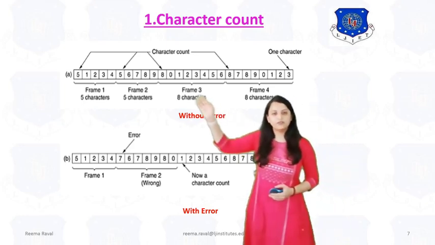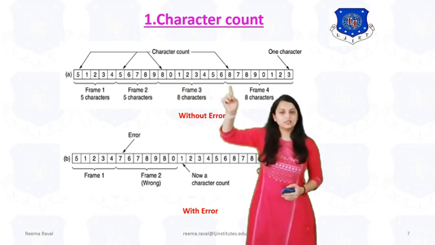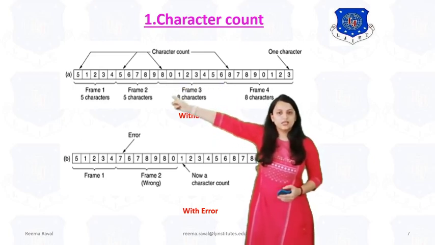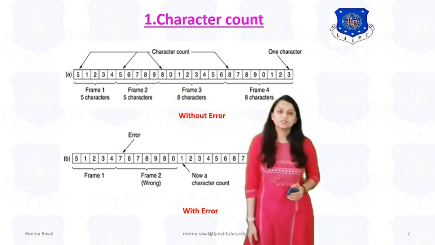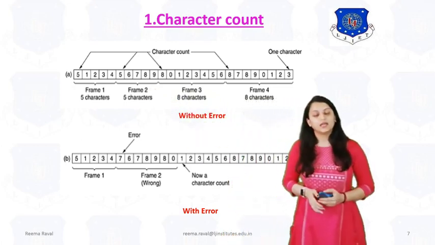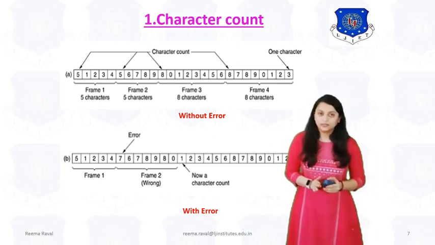Same way if you see in frame 3, the first field indicates the character count, likewise it indicates the length of that frame. Initially there is 5, that means it indicates that the frame 2 length is 5, and likewise. This is the without error case where none of the bits are changed and the data is received correctly.